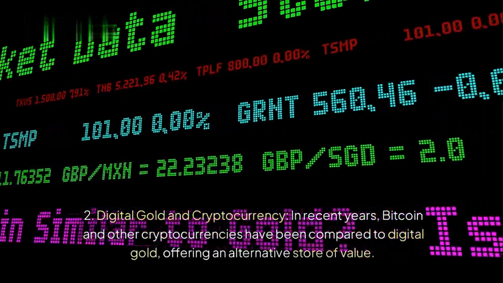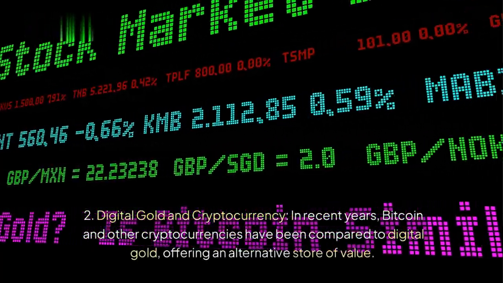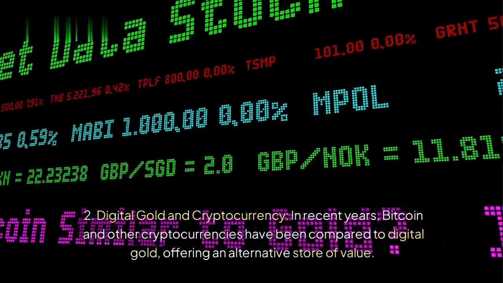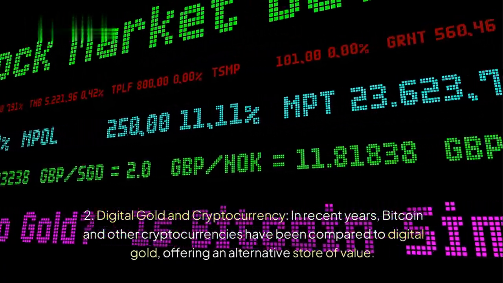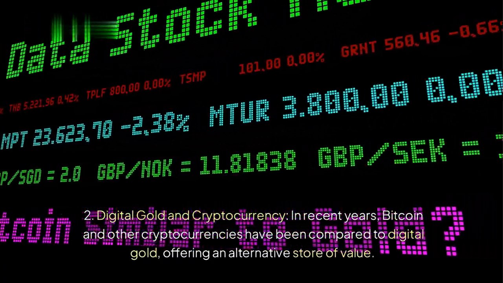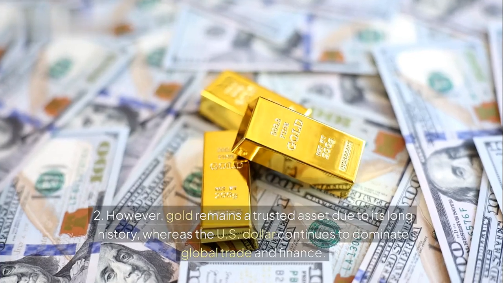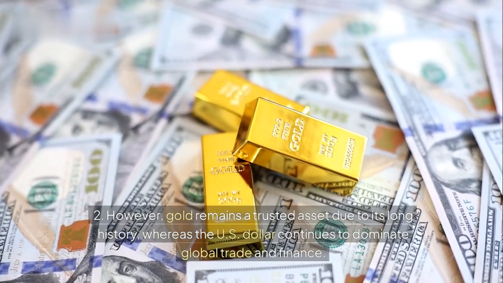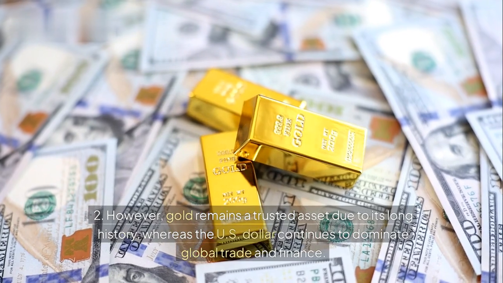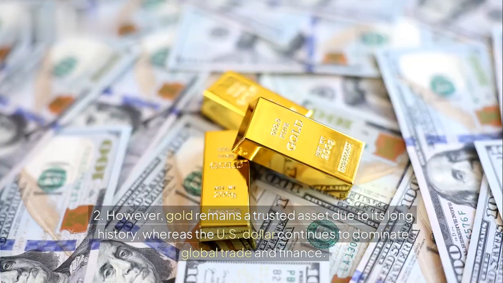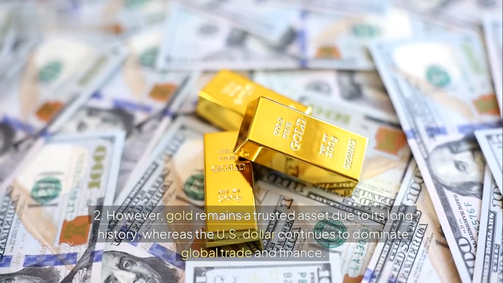Digital gold and cryptocurrency: in recent years, Bitcoin and other cryptocurrencies have been compared to digital gold, offering an alternative store of value. However, gold remains a trusted asset due to its long history, whereas the U.S. dollar continues to dominate global trade and finance.